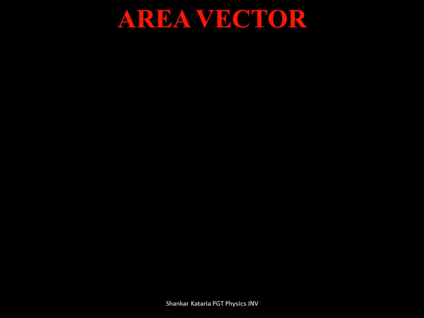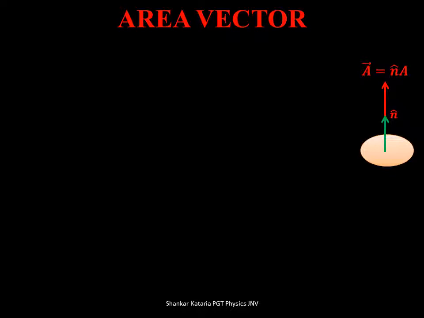To understand electric flux and subsequently Gauss theorem, let us first understand what an area vector is. Suppose we draw any surface and we draw a normal outwards from this surface. Then this outward drawn normal represents the direction of a vector called the area vector.